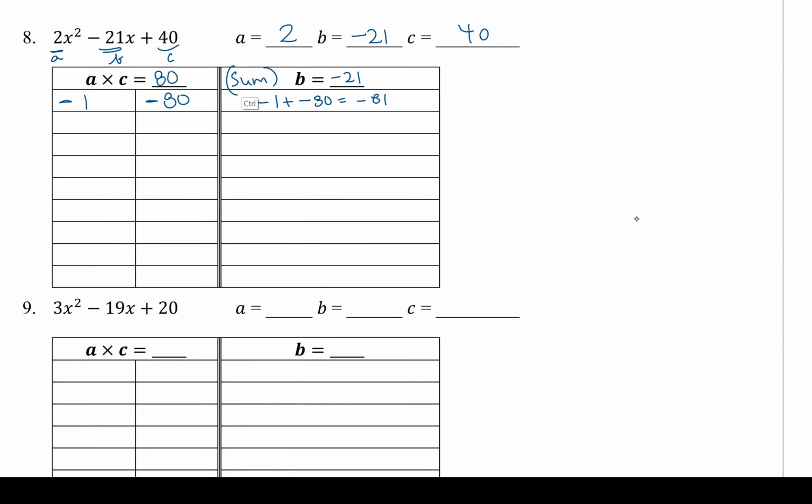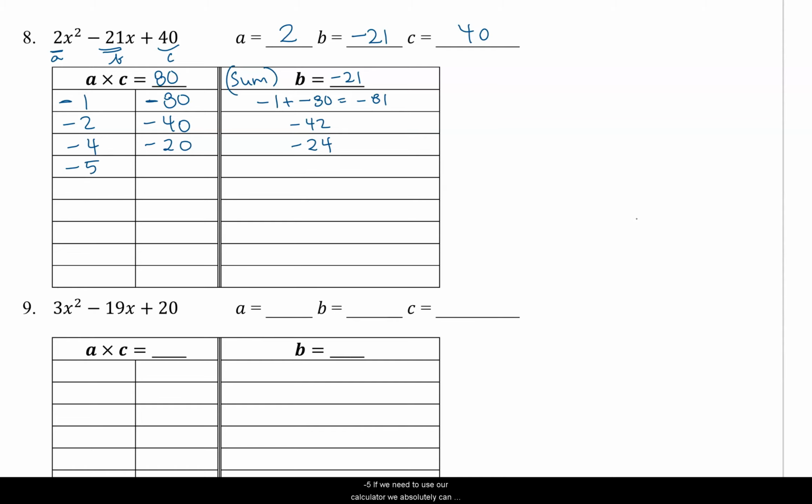Remember, over here, we're writing the sums on the right. Negative 2 and negative 40. 2 times 40 is 80, so negative 2 times negative 40 is 80. And our sum is negative 42. 3 does not divide 80, so we're going to erase 3. It doesn't work. Skip down to negative 4. Negative 4 times negative 20 will give us positive 80. And when we add them together, we get negative 24.